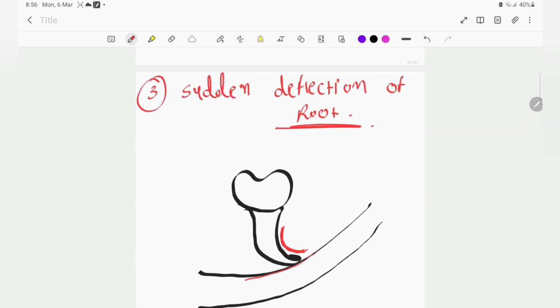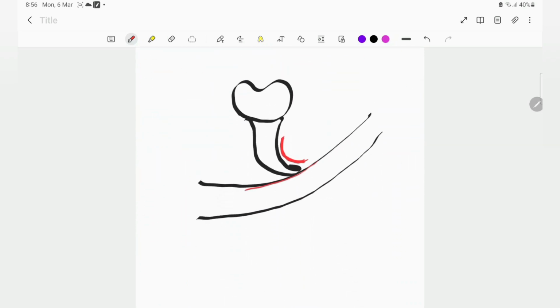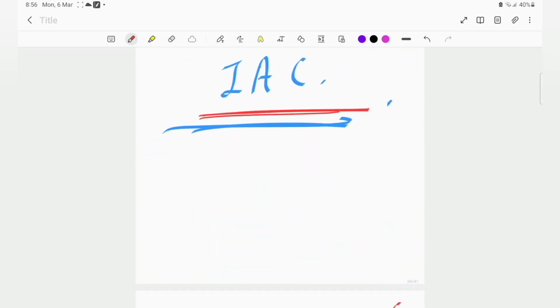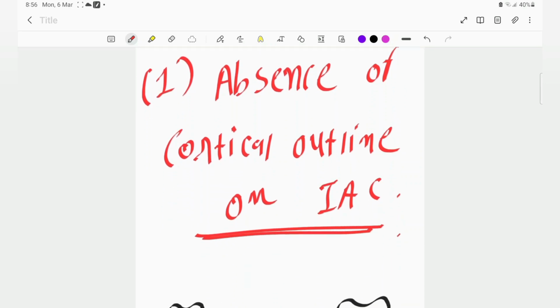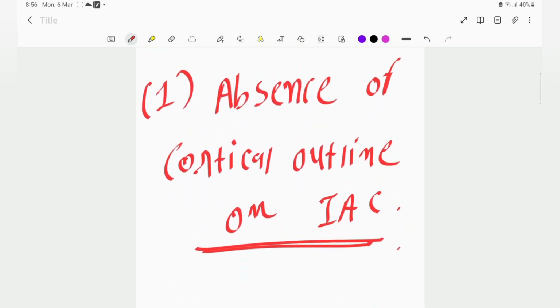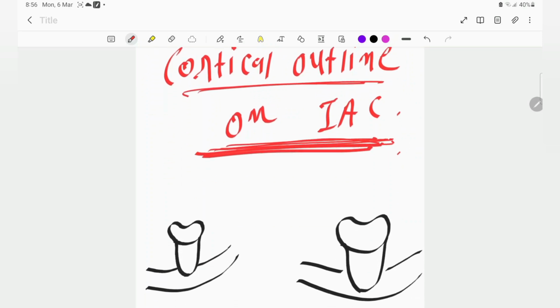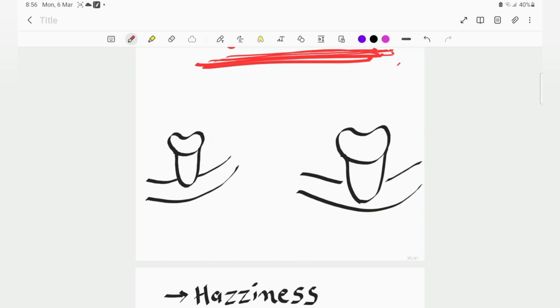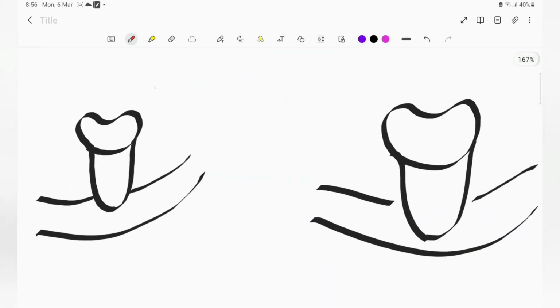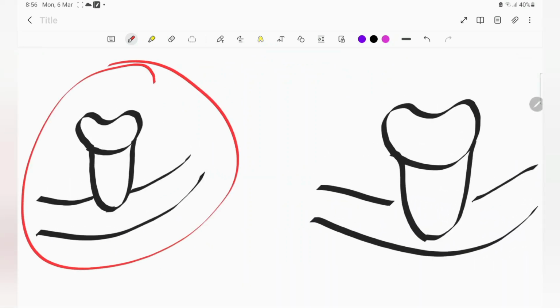Okay, this was about criteria related to the tooth. Now we will move towards the criteria related to the inferior alveolar canal. In this, first we can see the absence of cortical outline on the inferior alveolar canal. Here we are talking about the inferior alveolar canal. So, absence of cortical outline. Now see, this one is our normal appearance.